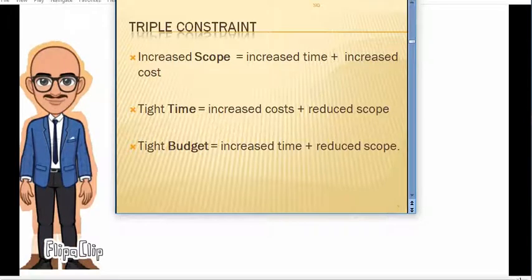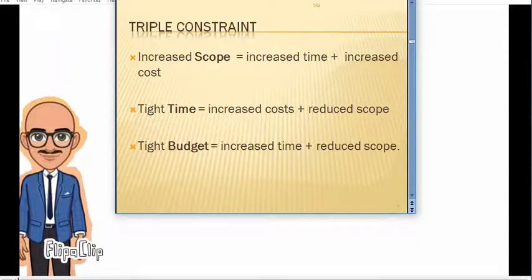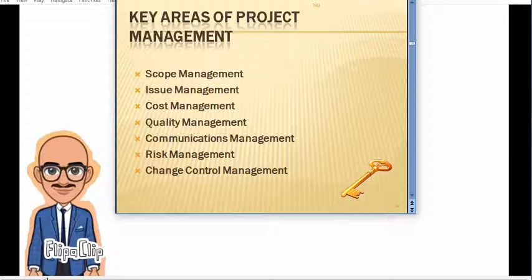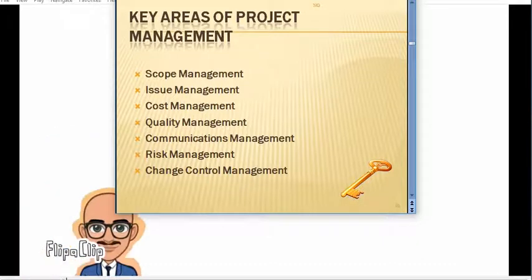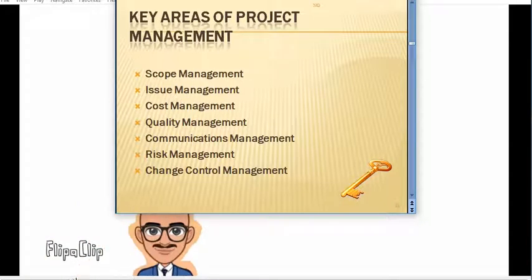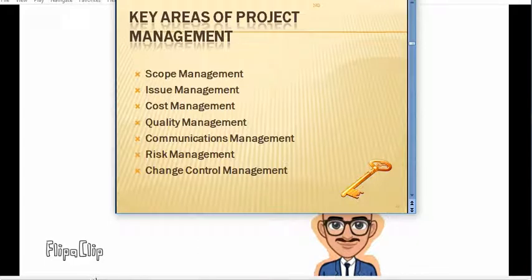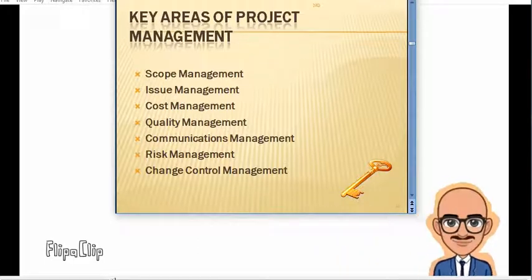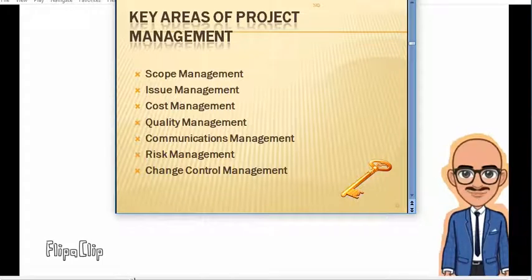I hope you have understood what I have said. So let's go to the next part. The key areas of project management are scope management, issue management, cost management, quality management, communication management, risk management, and change control management. So let's discuss each part individually.